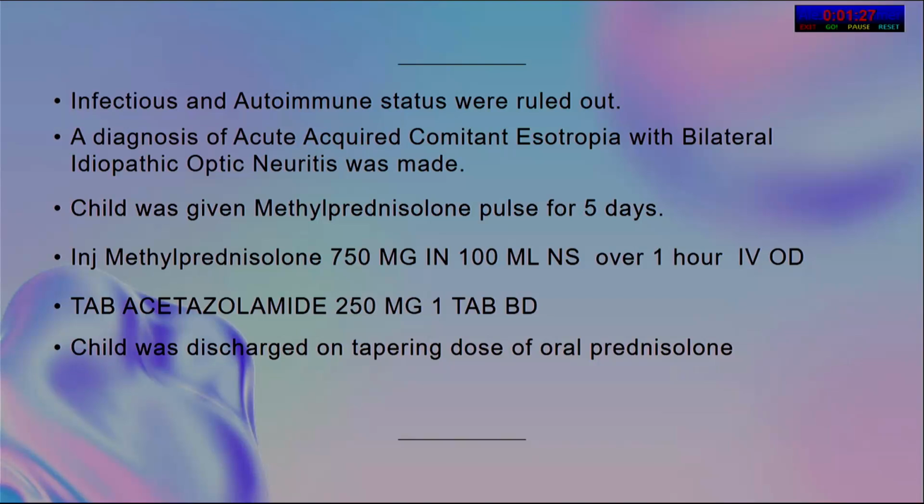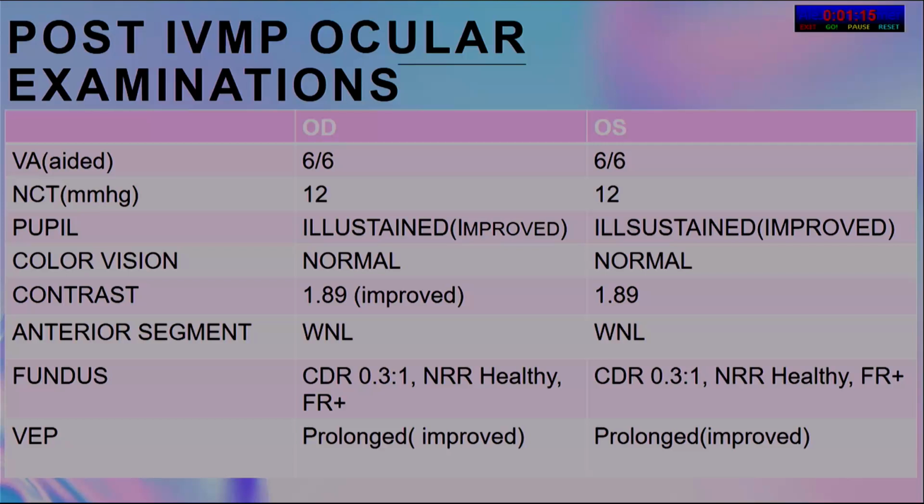That was 750 mg in 100 ml NS over 1 hour, with tablet acetazolamide 250 mg, and the child was discharged on a tapering dose of oral prednisolone. The post-IVMP ocular examination revealed that color vision was normal, and contrast sensitivity improved to 1.89, which was previously 1.65. VEP also improved; although still prolonged, it improved from 130 previously to 110 in the current reading.